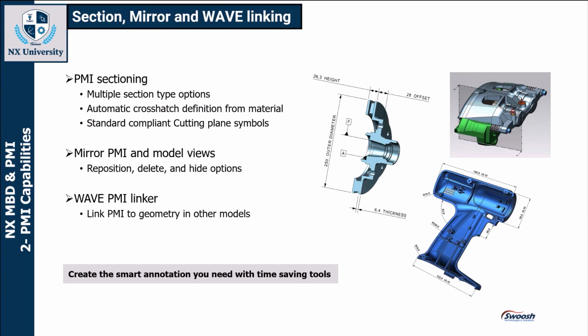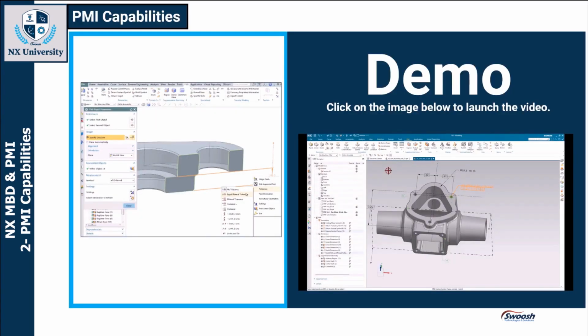We can easily mirror PMI and model views. That's going to allow us to reposition, delete, and hide as well. And we also have what's called the Wave PMI linker, and we can link PMI to geometry and other models here. So this is nice because we can link PMI. If we have a note that's at a sub-level component, we can link that up to a different level in the assembly, all the way up to the top of the assembly if we need to do that, and reference that. Getting into a quick demo here, we'll take a look at some PMI capabilities in the software.